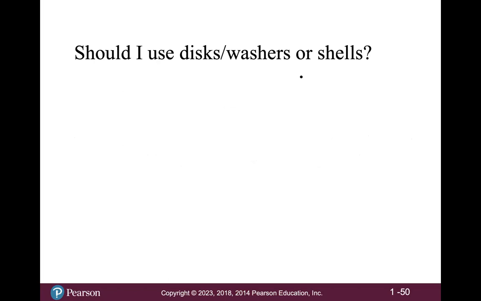All right, so here's the slide that I added. A lot of times students will be challenged by trying to decide, should I use the disc or washer method? And by the way, discs are just a special case of washers. That's why I'm saying discs/washers. A disc is just a washer with no hole in it. So should I use the method of the previous section, which is discs or washers, or should I use the method of this section, which is shells? So here's how you can decide. Usually one way is easier than the other.